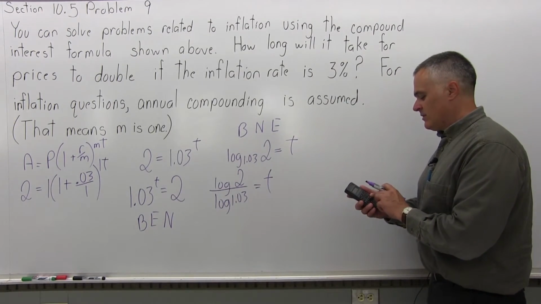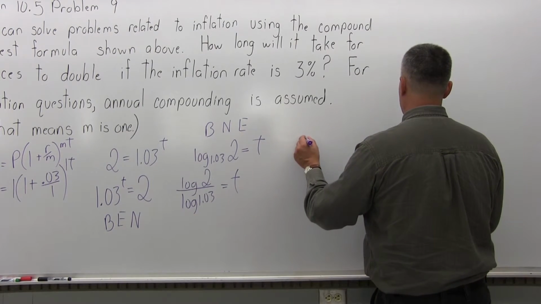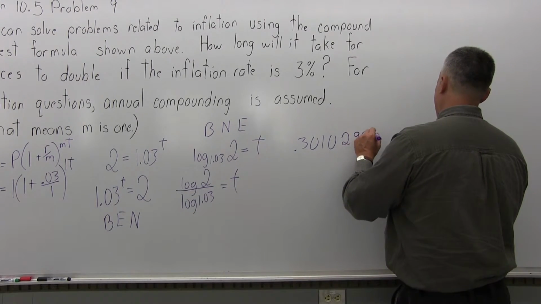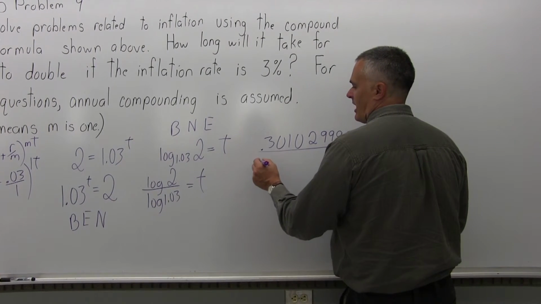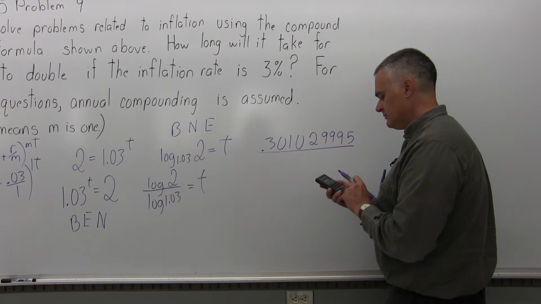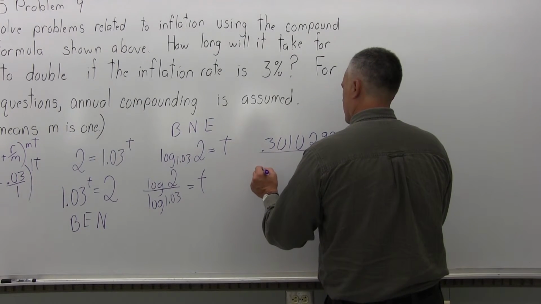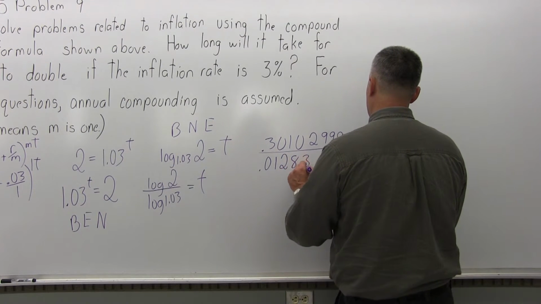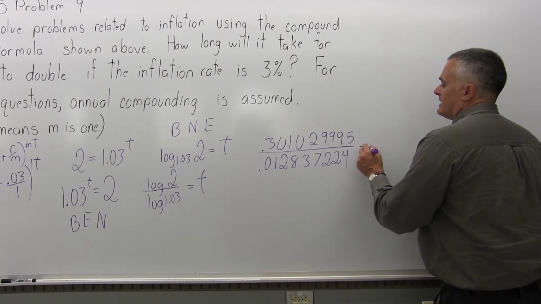So common log of 2 we've done already a few times on the calculator. It is 0.301029995. And I'm going to divide that by common log of 1.03. And the common log of 1.03 is 0.012837224. And that's equal to t.